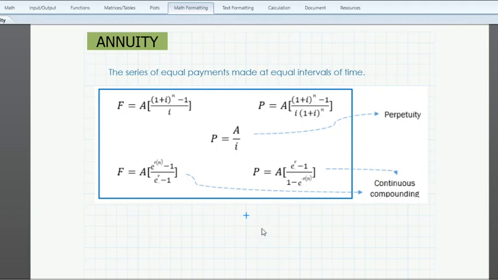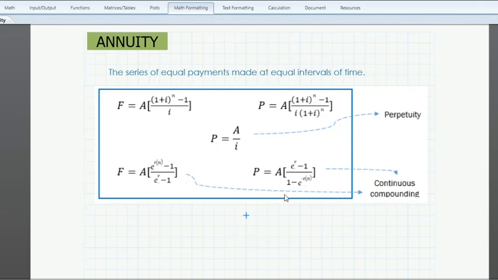So now the question is, how can you say that the problem given to you is a continuous compounding or not? So kapag halimbawa you are given, let's say the money you borrowed from the bank or from a friend has an interest rate of 10% compounded continuously. So when you see the word compounded continuously, so that is continuous compounding. You are now going to use these two formulas which has a mathematical expression E. Okay?